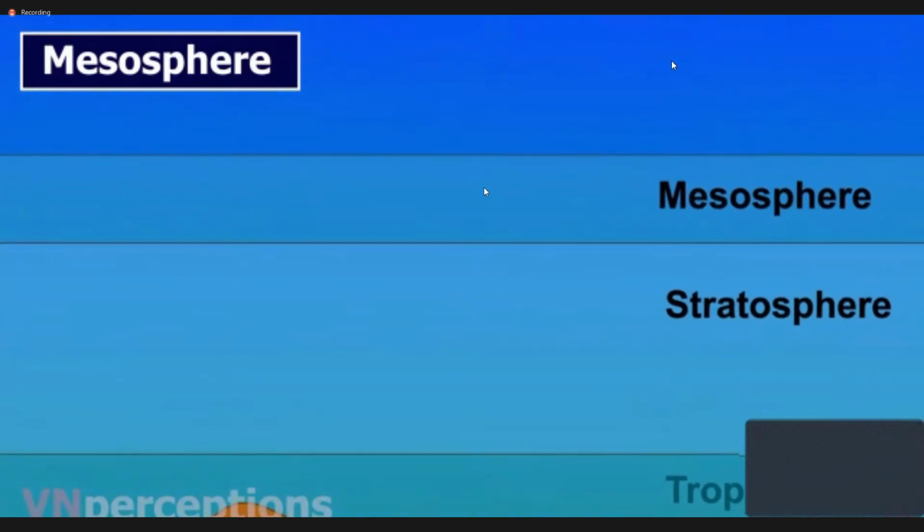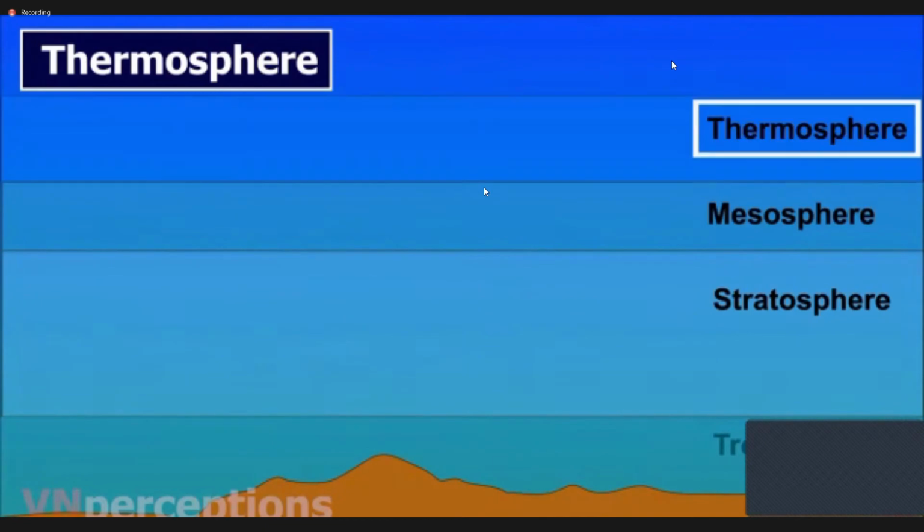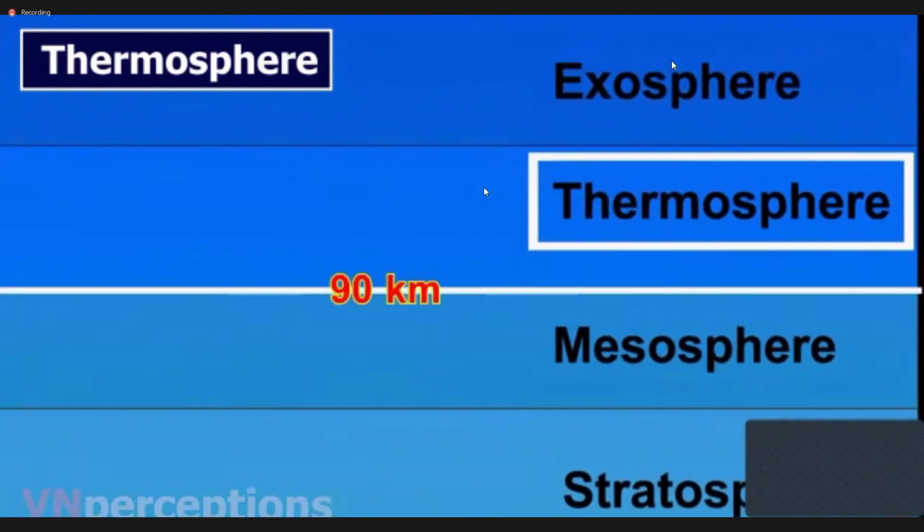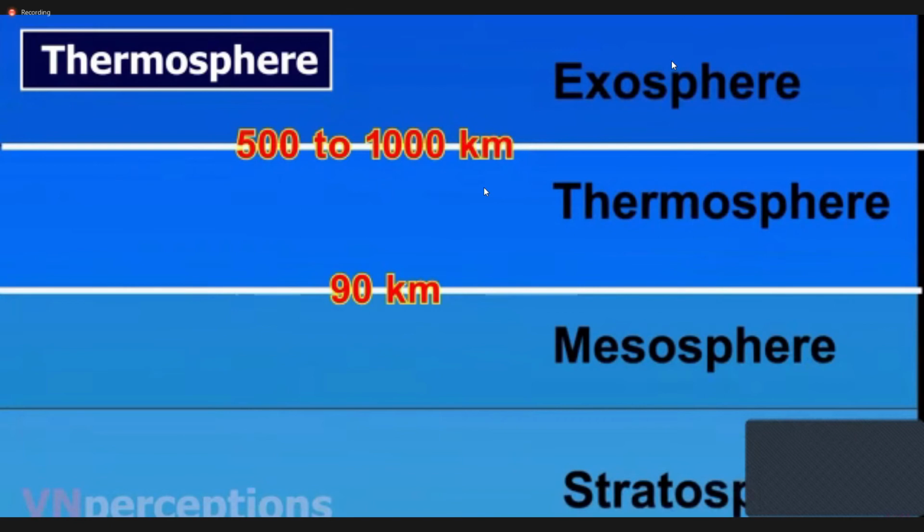Then comes the thermosphere. The thermosphere is directly above the mesosphere and below the exosphere. It extends from about 90 kilometers to between 500 to 1000 kilometers above our planet. Temperatures climb sharply in the lower thermosphere. Then they level off and hold fairly steady with increasing altitude above that height.